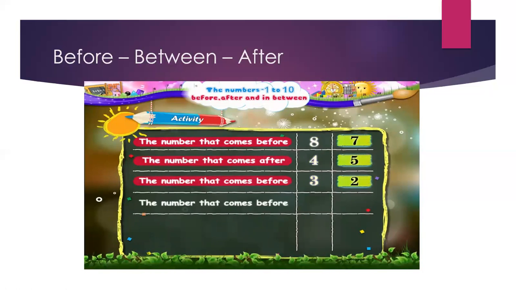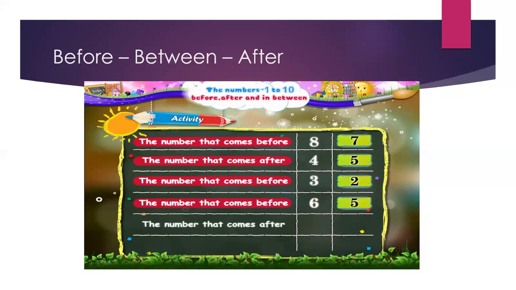The number that comes before 6 is dash. The number that comes before 6 is 5. The number that comes after 8 is dash. The number that comes after 8 is 9. The number that comes before 10 is dash. The number that comes before 10 is 9.